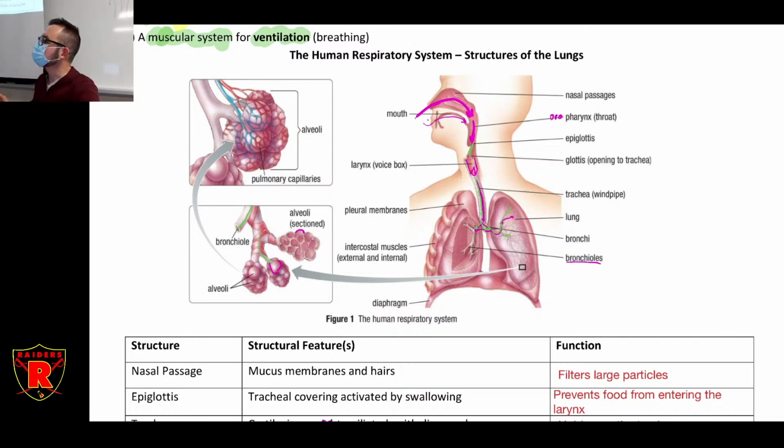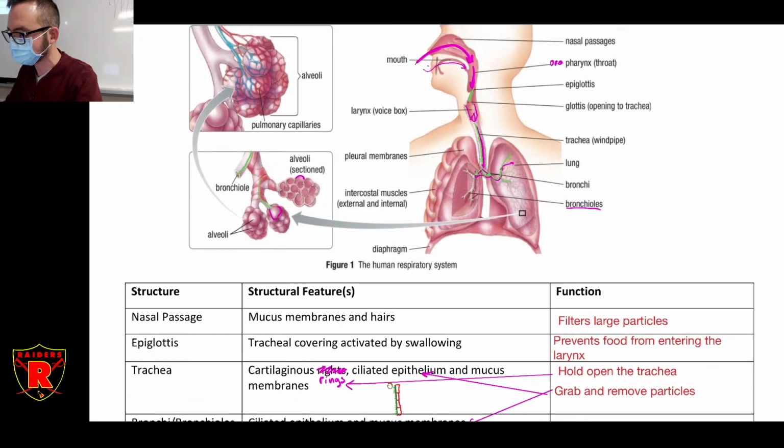For the solid particles, well, we're going to talk about that in a second, but you have some other systems that are in place to remove solid particles. Large pieces you have to cough up. So if it's a really big piece, like the size of a marble or something, that you got to cough up. Smaller particles, though, there's another system, which we're going to talk about right here.